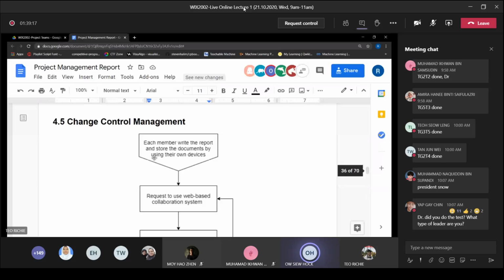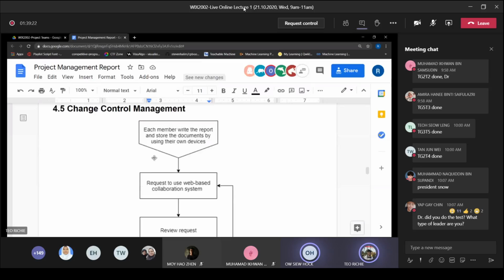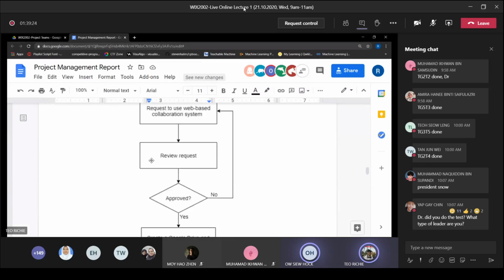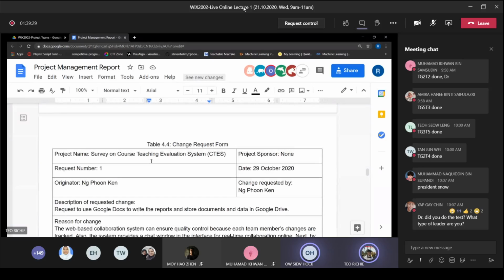Is it 5.1? 4.5, change control management. This one is just a diagram that you follow, and then you have a sample of your change request form that you prepare and then I sign.